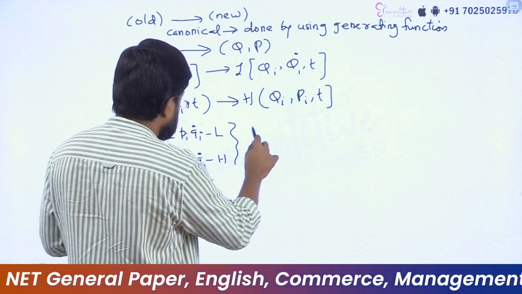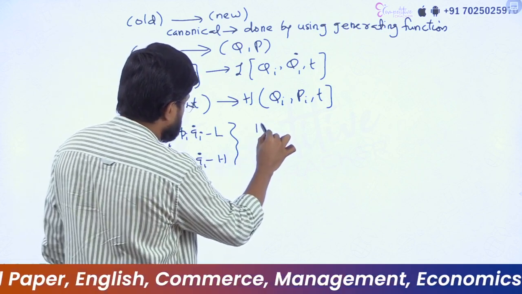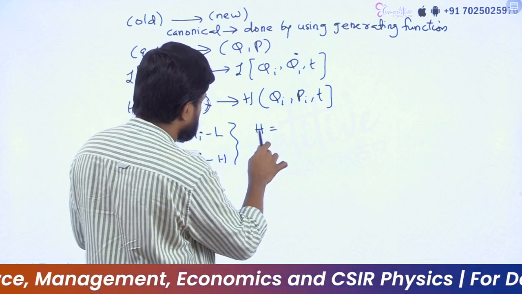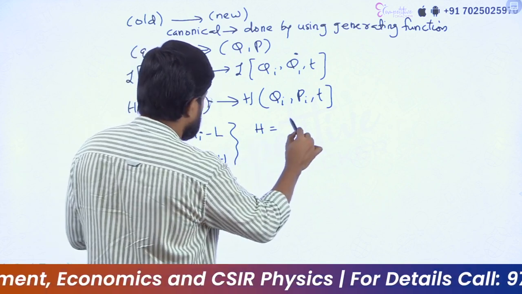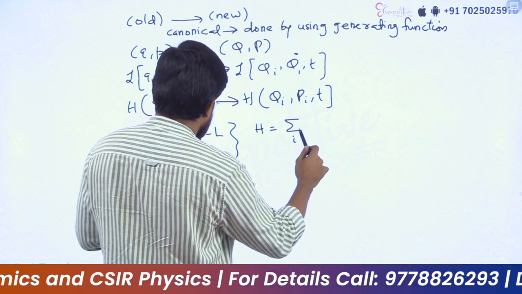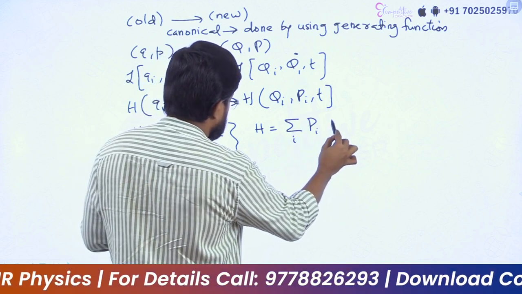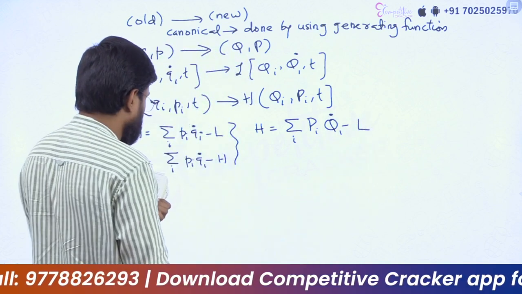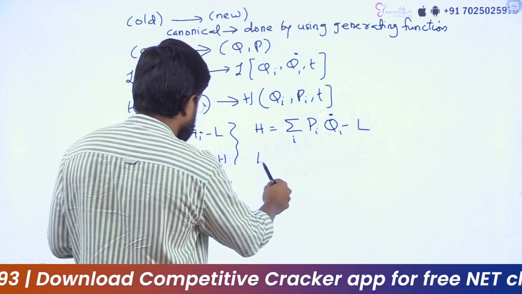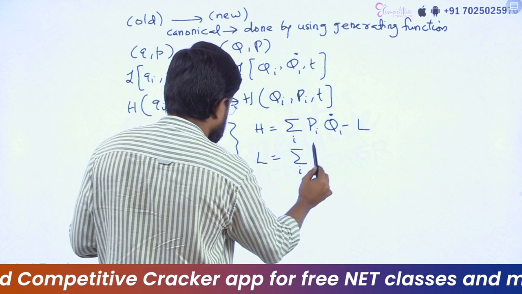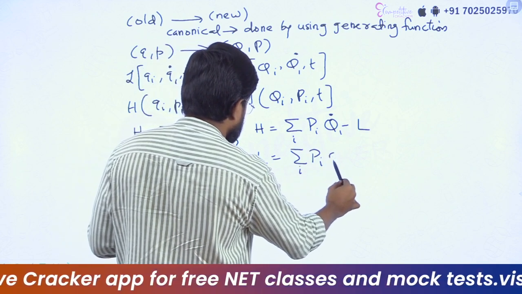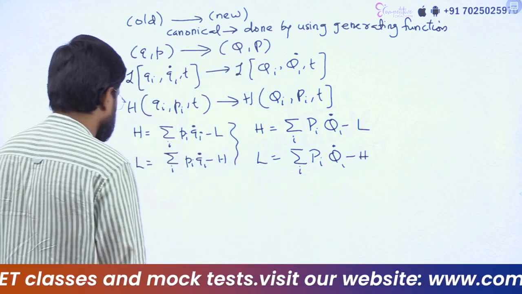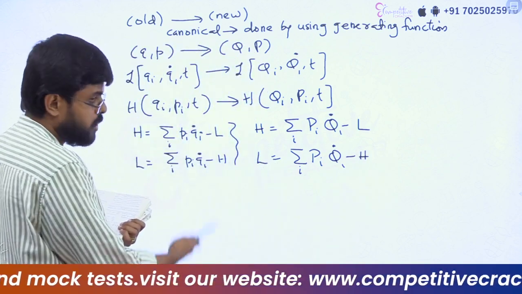So these are in the new coordinate system. The Hamiltonian is related as H is equal to summation over i, capital Pi, capital Qi dot minus L, and the Lagrangian L is equal to summation over i, capital Pi, capital Qi dot minus H. That we know.